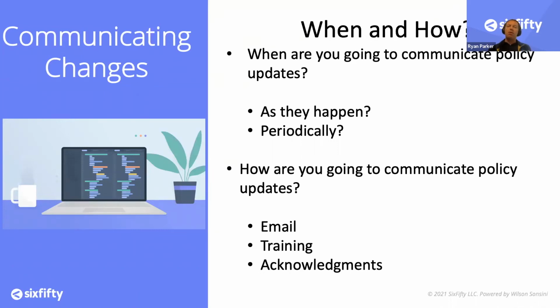The next question is how you're going to communicate policy updates with your employees. Email is a great way, and probably the most common way that we see. One advantage of email is that you have a record that an email has been sent. Typically with most programs, you can also see that an email has been opened. And so you have that record that at least changes to the handbook have been provided to employees.